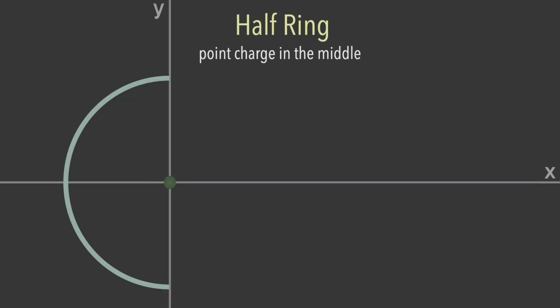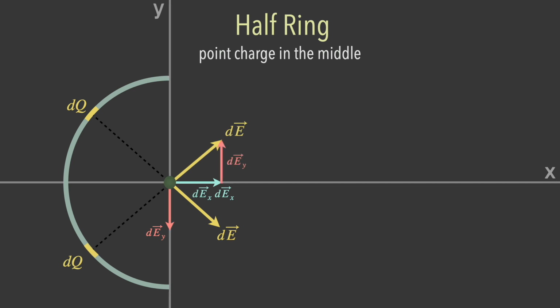But what if we only have half the ring? This time, we can once again draw our dq, and it produces a dE directly on the point charge. We can break our dE into two components, the horizontal and the vertical components labeled as dE sub x and dE sub y. Let's arrange them as so we can better see their magnitude. And we can draw another dE in this direction, and it can also be broken down into its components.